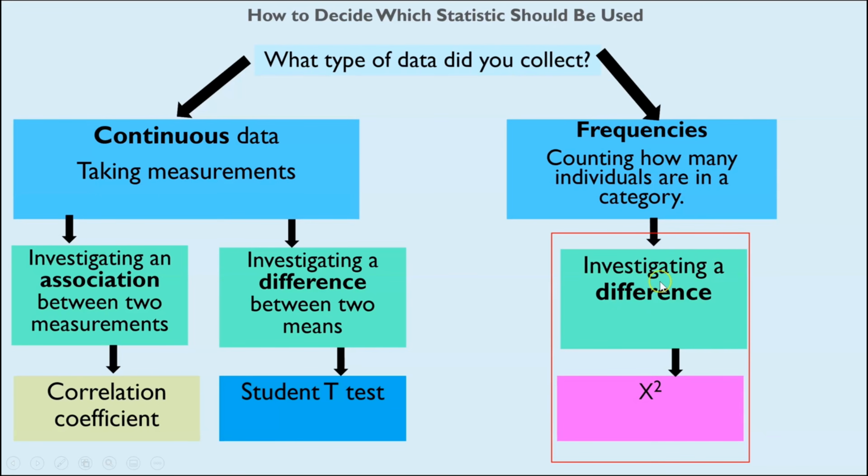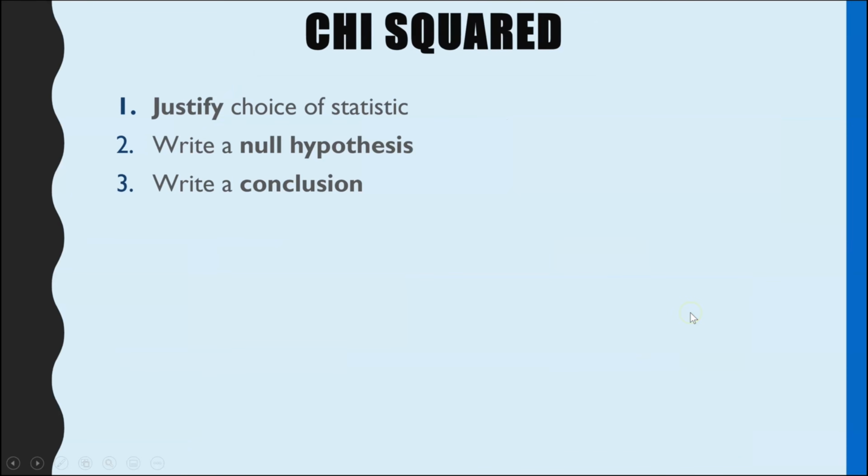And it's to investigate a difference. So that's when we'll be using chi-squared. Now, as with all the statistics, you don't have to be able to calculate it in the exam. You only have to be able to justify your choice, write a null hypothesis, and write the conclusion. So justifying your choice would be: the experiment is an investigation looking at a difference between frequency data.